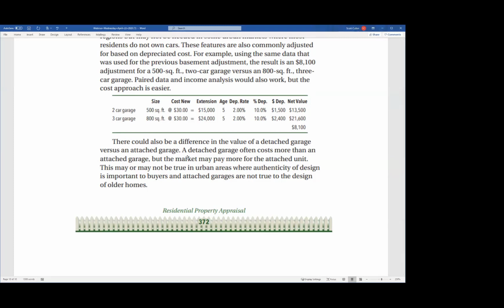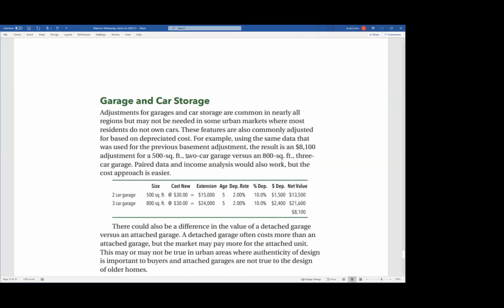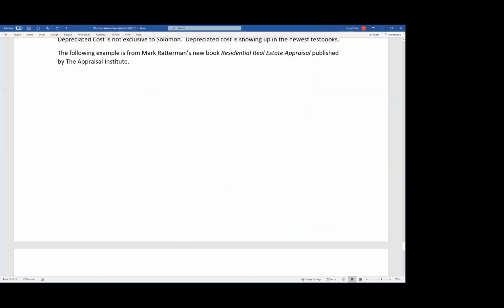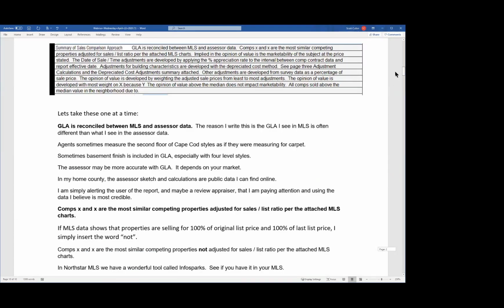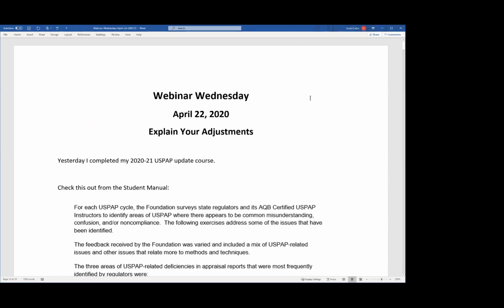So anyway, that's it for this handout. You can download that and use it if you would like to structure the way that you explain depreciated cost on your assignments. Now, Kyle, do we have questions?